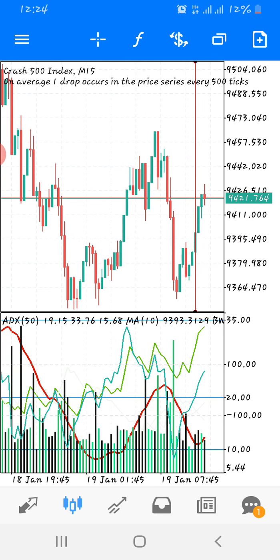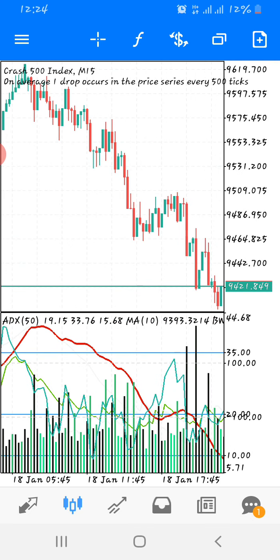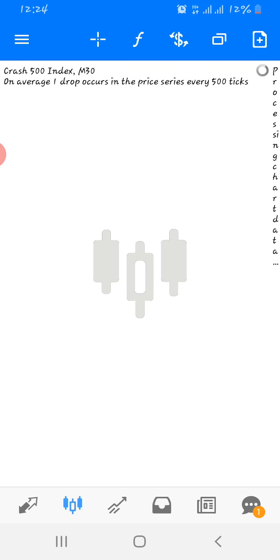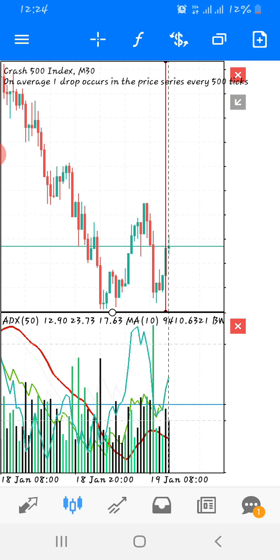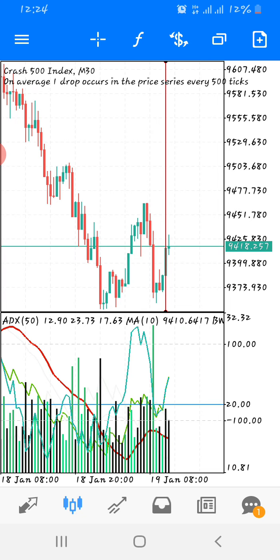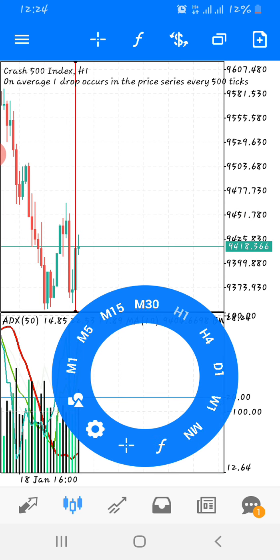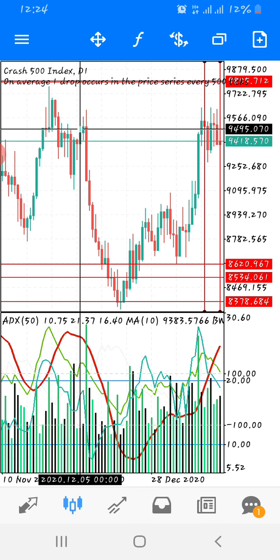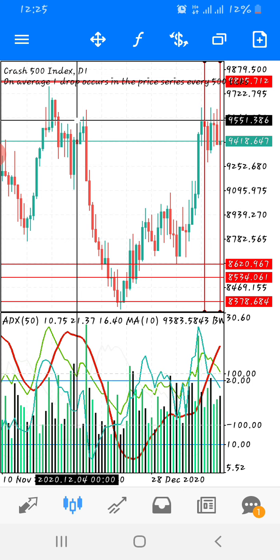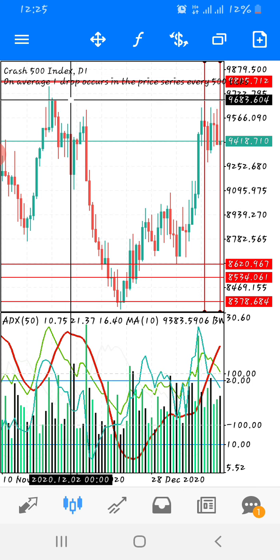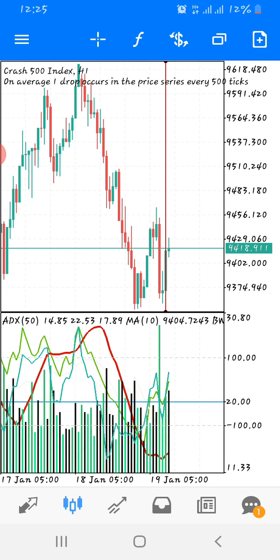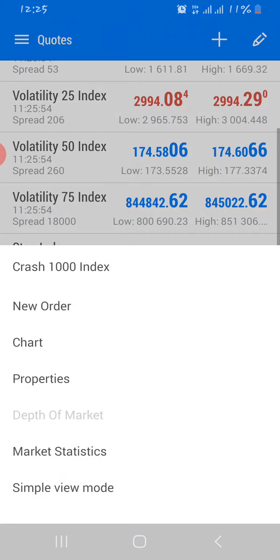For this 15 minute time frame, you can see the market hasn't defined its direction yet. So we still have to wait for this market. Let me see from the 30 minutes perspective. Okay, yeah, this market is trying to reverse, but it hasn't given the direction yet. So you have to wait for any possible movement. It broke through this resistance. It couldn't reach up to this resistance for the 1 day time frame I'm talking about. So it's just consolidating. Okay, let's check out Crash 1000.